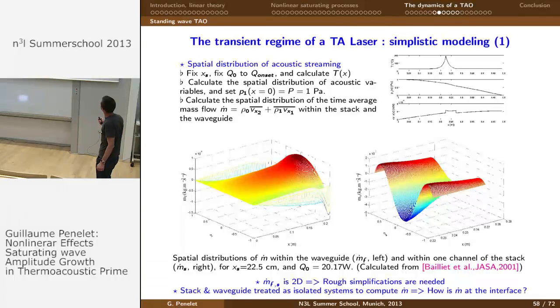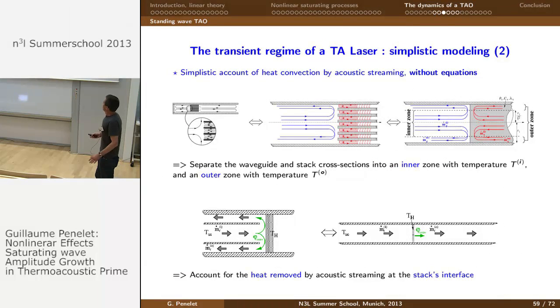And another point is that in these calculations, we treat a pore of the stack and a waveguide as isolated systems. And so there's a problem at the connection between the waveguide and the stack, for which we do not have the continuity of the mass flow. So we need to use a very, very simplified approach, but we have tried. So I will only summarize this.